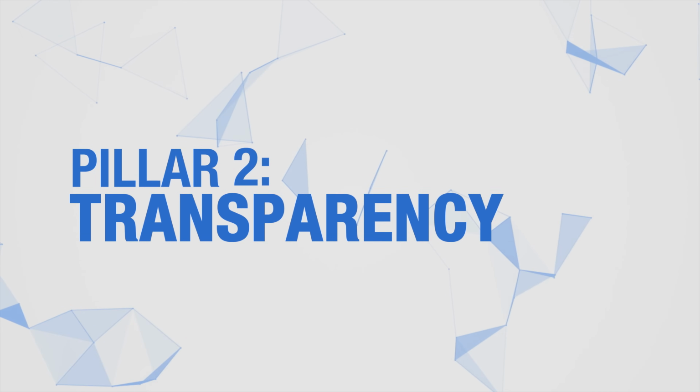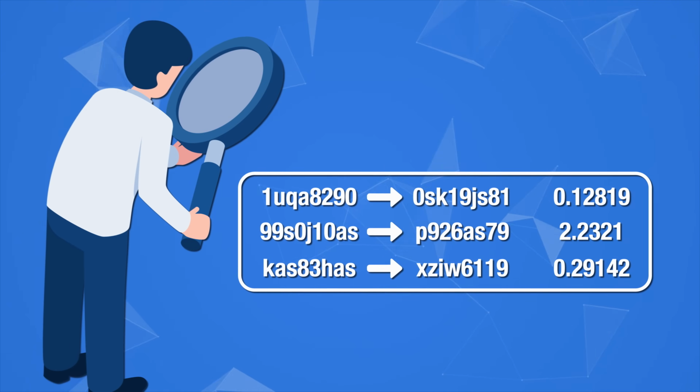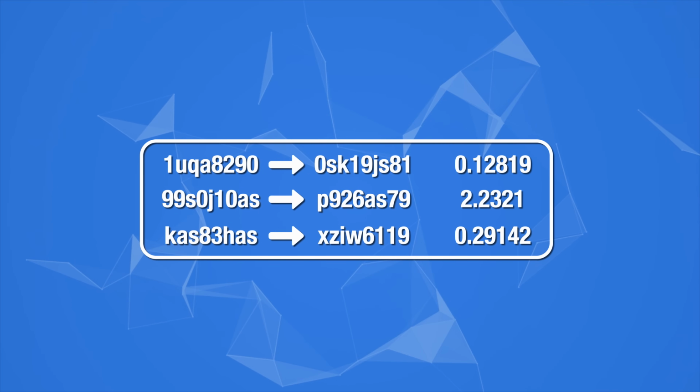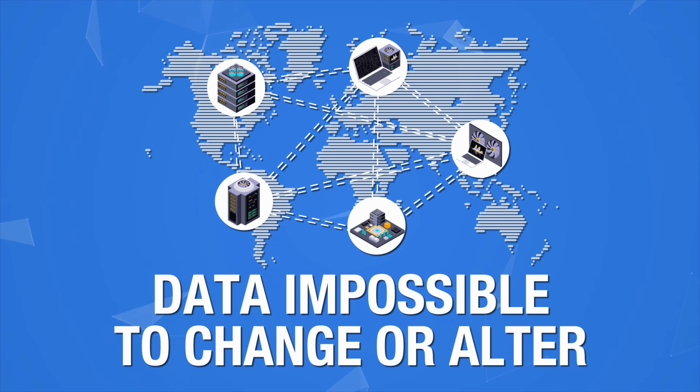Cool. Pillar 2, transparency. The word transparency with regard to blockchain relates to the way in which transactions are recorded on a ledger that is available for everyone to see, and that is saved on a network of computers around the world, making the data impossible to change or alter. So the best way to see the value of transparency in data recording, storage, and management is by comparing these two scenarios.